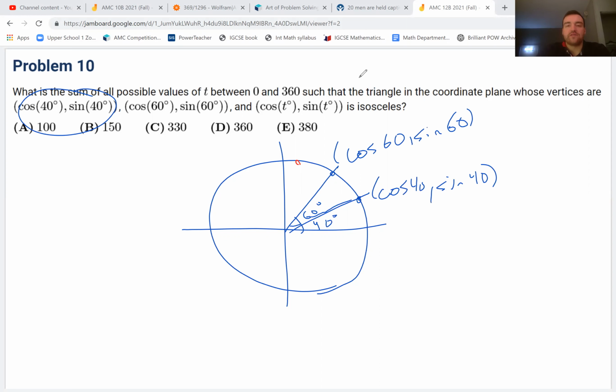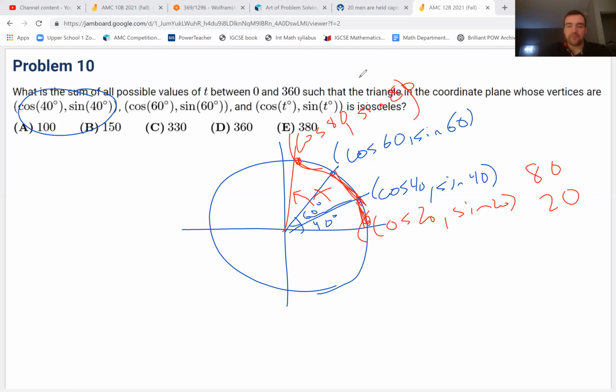One place you can put it is over here, such that this distance is equal to this distance. Where would that point be? If this increases 20 degrees, then you're also going to go 20 degrees that way. So this is going to be at 80 degrees, so you would have cos 80, sine 80. So one value of t would be 80. But we could also go this way so that this distance is equal to this distance. Again, that's just going 20 degrees the other way, so that would be cos 20, sine 20. So another value of t is 20.